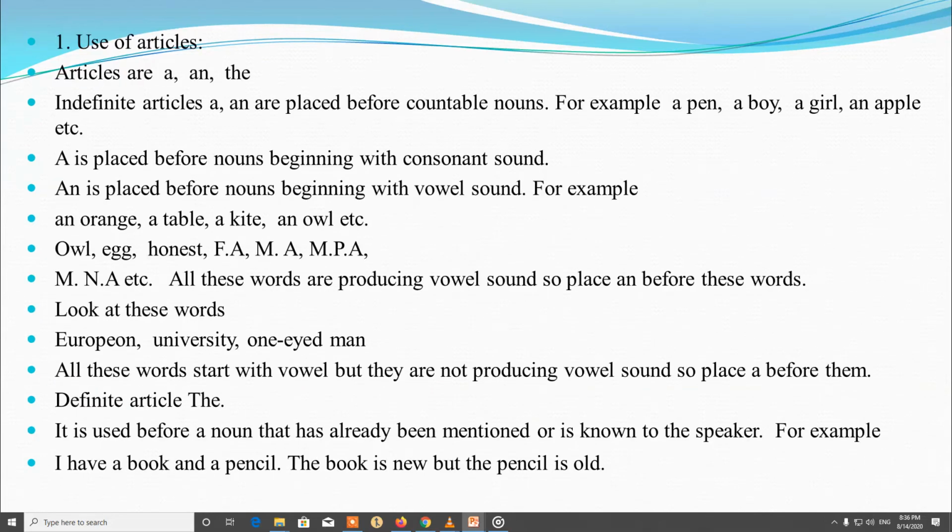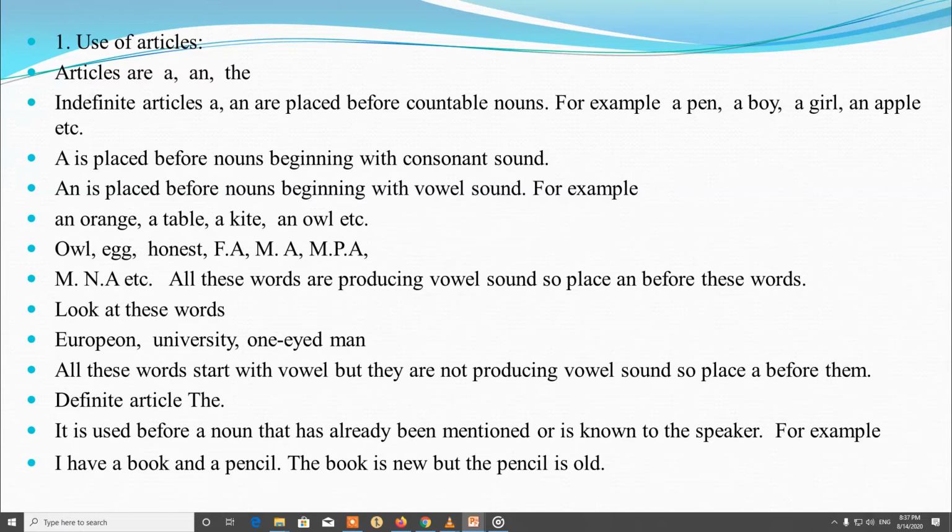Articles are a, an, and the. A and an are indefinite articles and they are placed before countable nouns. For example, a pen, a boy, a girl, an apple, etc. A is placed before nouns beginning with consonant sound. An is placed before nouns beginning with vowel sound. For example, an orange, a table, a kite, an owl, etc.